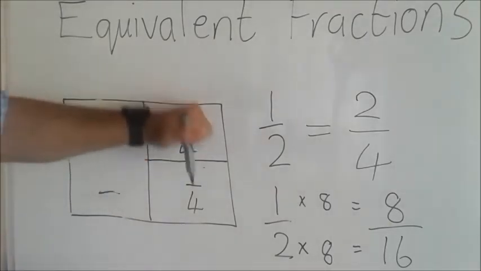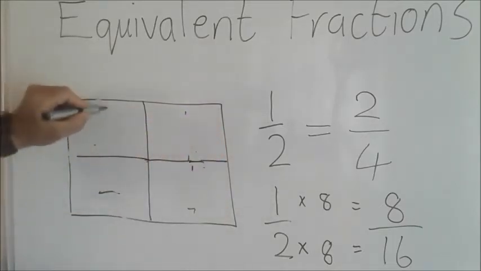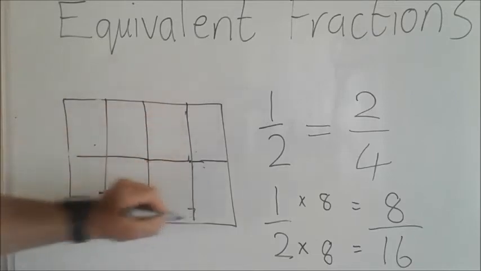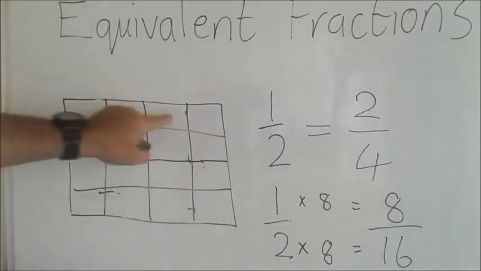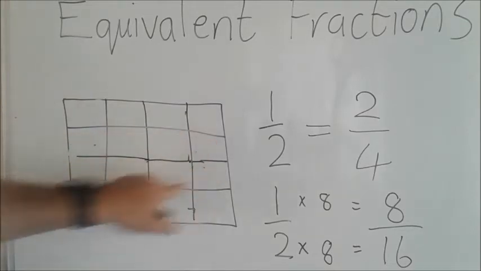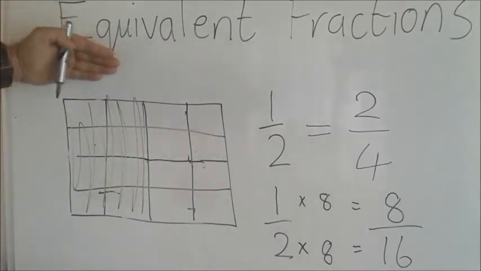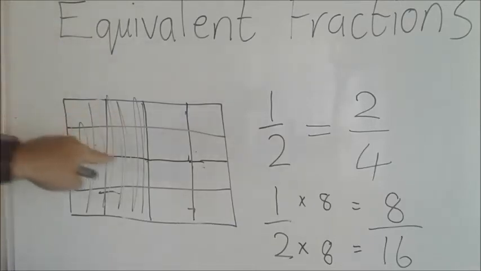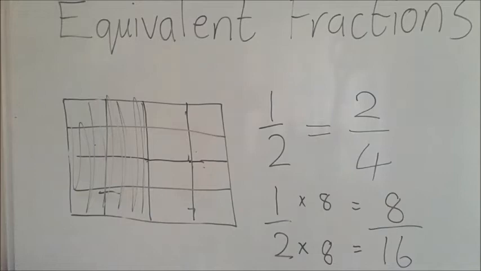So if I now take this piece of chocolate and I divide it into 16 pieces, so that's 1, 2, 3, 4, 5, 6, 7, 8, 9, 10, 11, 12, 13, 14, 15, 16, and I color in 8 of those 16, I've colored in half my chocolate. So 8/16 is equivalent to 1/2, and that is equivalent fractions.